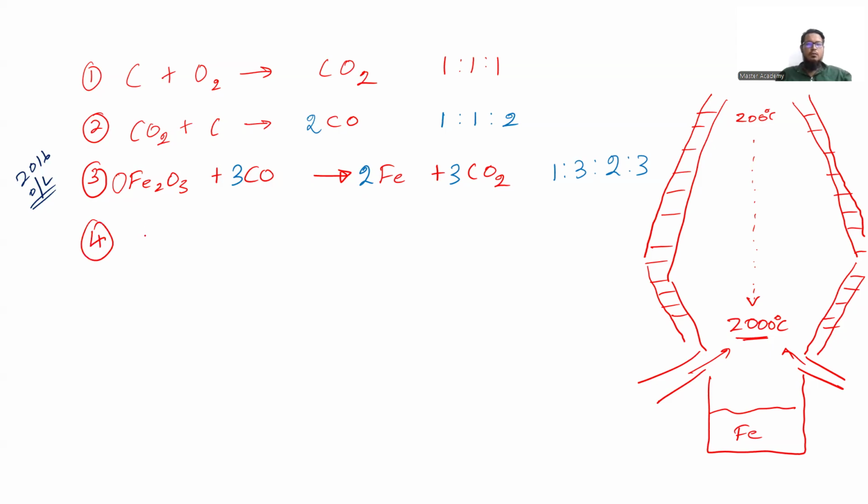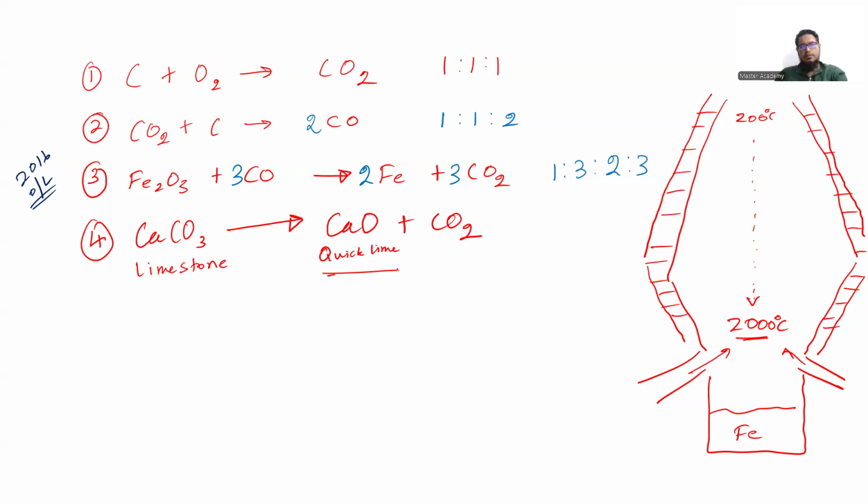Fourth one, now let's talk about the limestone. Calcium carbonate. When calcium carbonate is heated, it will break down to calcium oxide plus carbon dioxide. And here it's naturally balanced. Calcium left side 1, right side 1, carbon this side 1, oxygen 3, and this side 1 plus 2, 3. Naturally balanced. This calcium oxide, we call it quicklime. Calcium carbonate's common name is limestone.